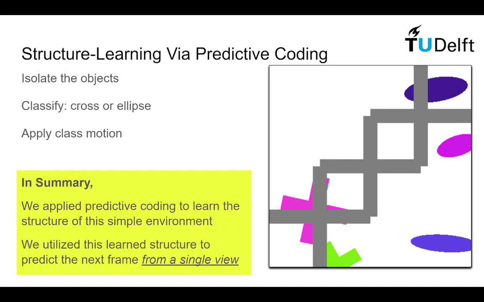In summary, we have applied predictive coding to learn the structure of this simple environment, and we've utilized this learned structure to predict the next frame from just a single view.